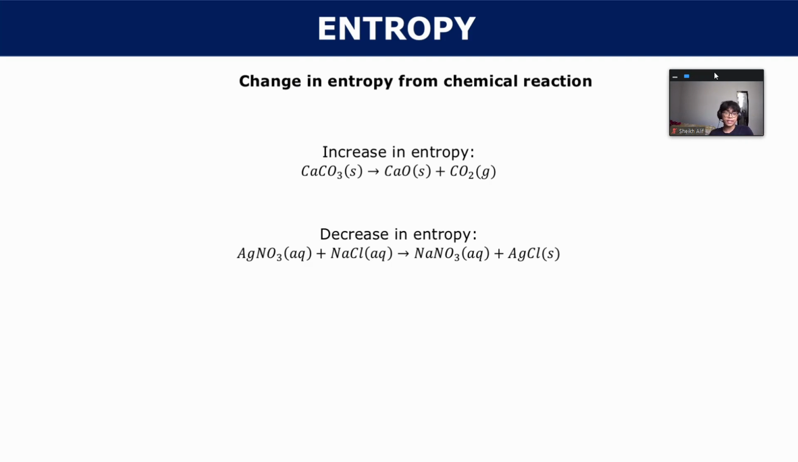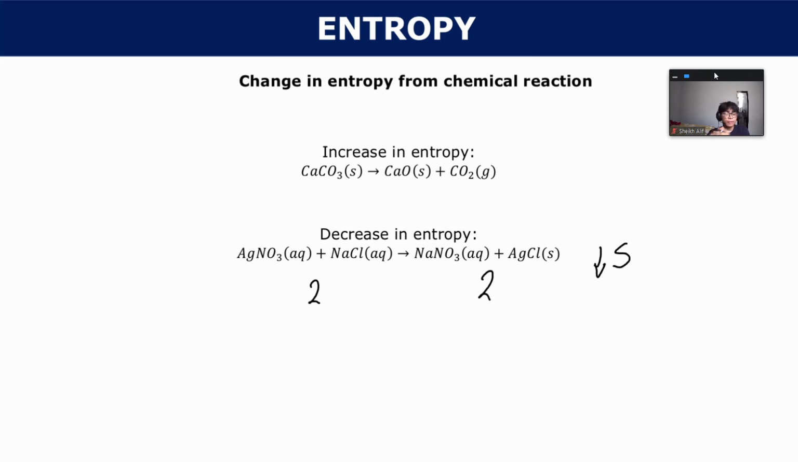Sometimes you're going to have a decrease in entropy, where you have two molecules on the left-hand side and two molecules on the right-hand side. So you really can't tell using that. What you have to look at are their phases. On the left-hand side, you go from two aqueous to an aqueous and a solid. Remember, solids are going to have the lowest entropy. And so if you go from an aqueous to a solid, then that means you have decreased your entropy.